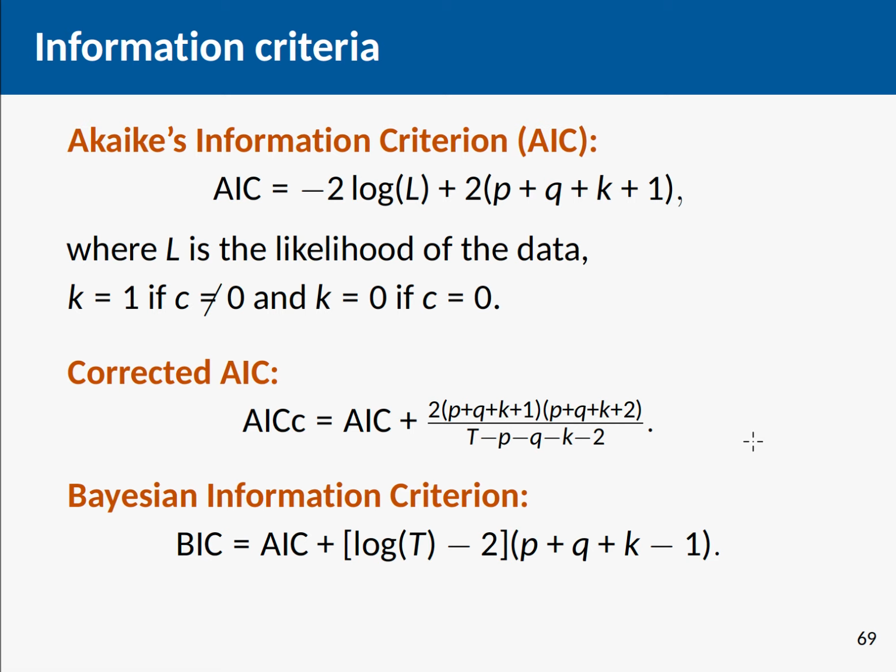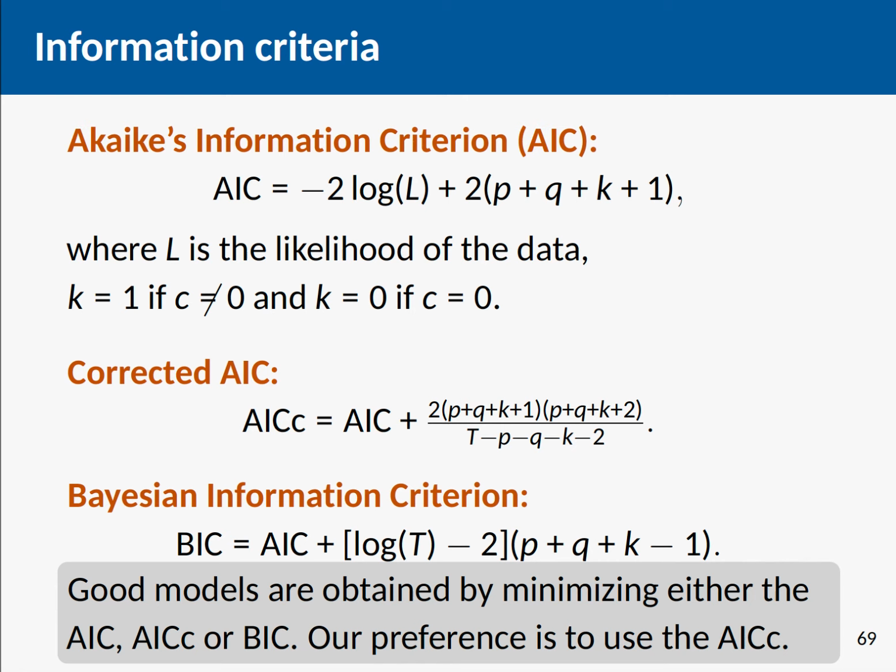Obviously, when you do forecast, you want to look at a test set where you can see how far your forecasts are from the actual data to see how well your model performed. So good models are obtained by minimizing either the AIC, AICc, or BIC, but the preference when we look at any type of estimation in R is going to be using the AICc.